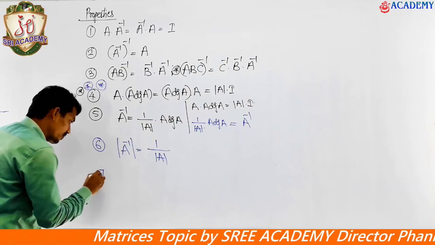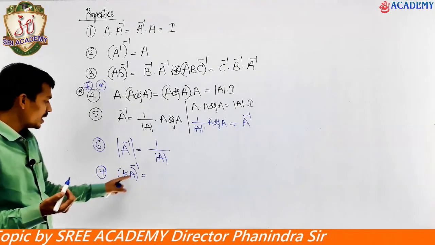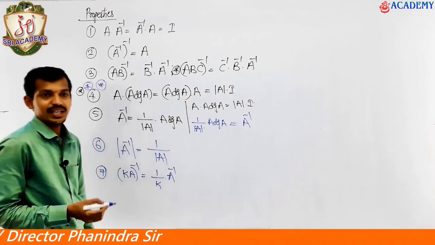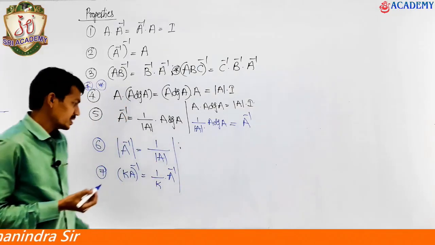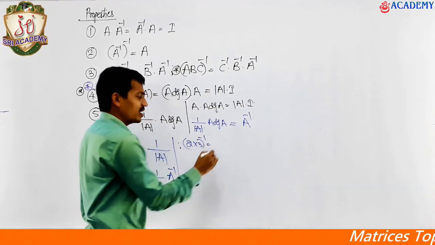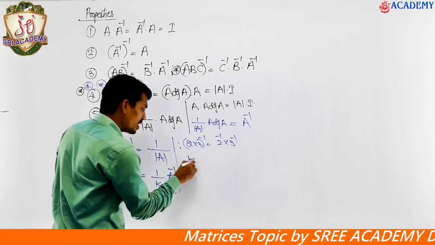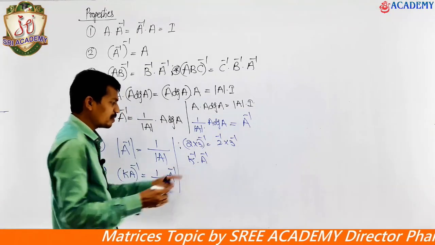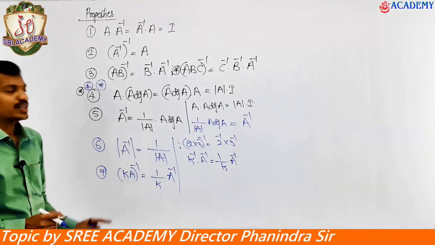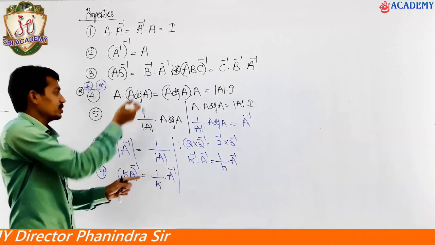And here, (kA) inverse, not determinant. (kA) inverse equals 1 by k into A inverse. Nothing is there here. Simply kA, suppose (2 into 3) whole power minus 1 is there, we'll write 2 power minus 1 into 3 power minus 1. Here also same. (kA) whole inverse is nothing but k power minus 1 into A power minus 1. k power minus 1 is nothing but 1 by k into A inverse. No need to separately remember this. Simply, (kA) whole inverse equals the inverse matrix.